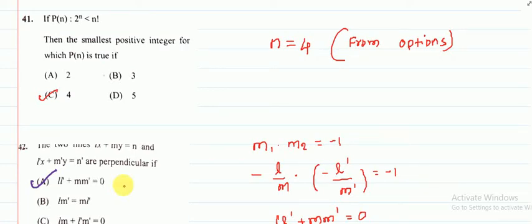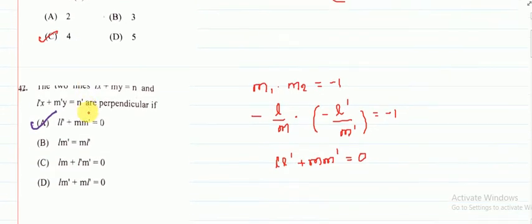Question number 41. If P(n) is 2 raised to n less than n factorial. Clearly, by observing the options, if you substitute 2 and 3, this inequality will not hold. Therefore, if you substitute 4, the inequality holds. Therefore, the smallest positive integer will be 4.